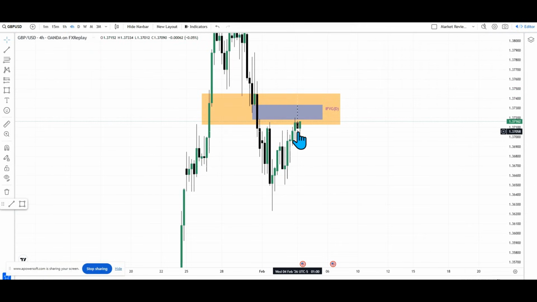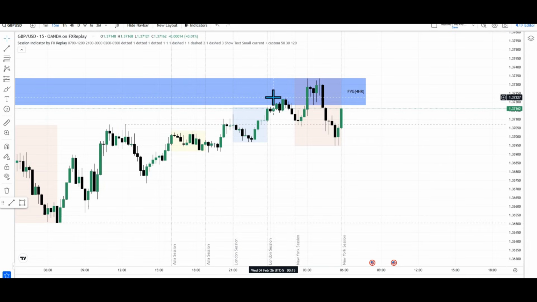As you can see, price tagged it at this time. So of course now we're on the lower time frame. Once price has tagged this, we need to move to the lower time frame and look for entries and confirmation. If you identify a 4-hour time frame key level, the lower time frame is 15 minutes. So you're going to look for confirmations and entries on the 15 minutes.